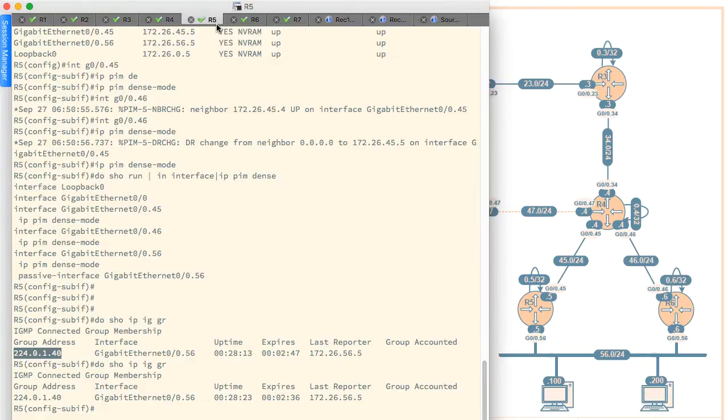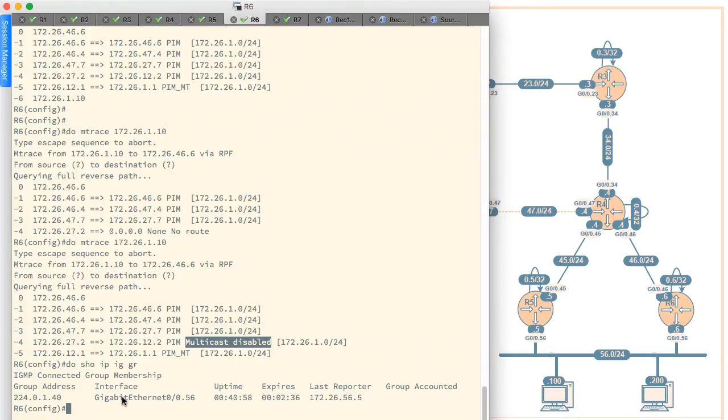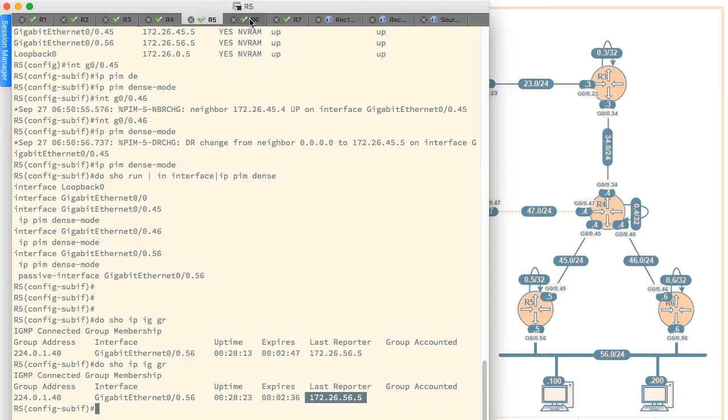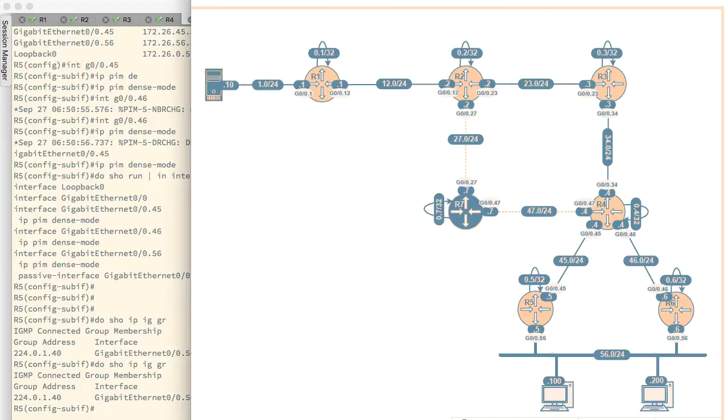But that doesn't really mean that we have explicitly joined the group. If you look at the last reporter, it's the router itself. So the router itself is joining that group. So don't worry about that just yet. And as you can see on R5 and R6, there are no external groups that have been signaled from the receivers. So right now we are actually going to bring a source online.